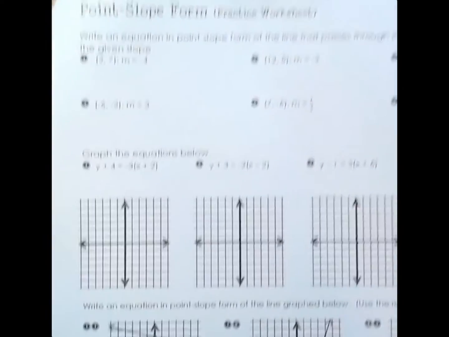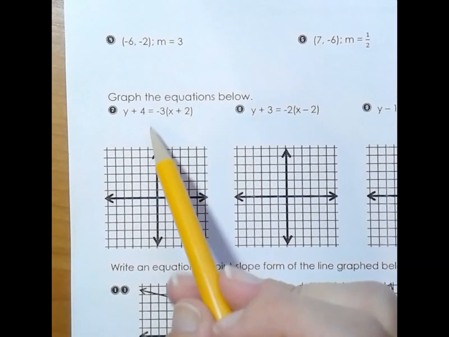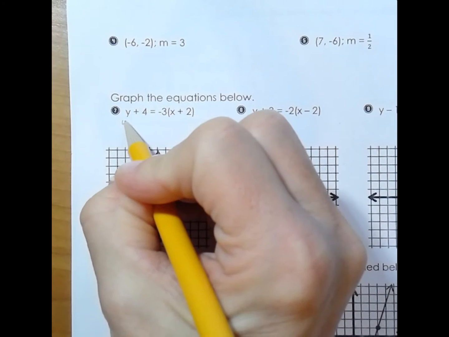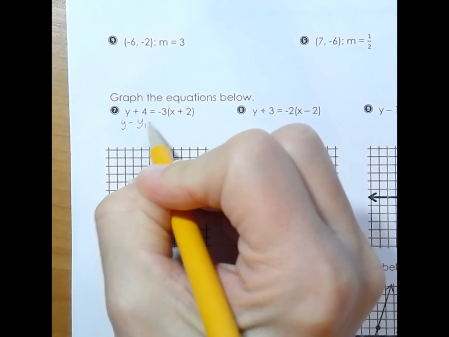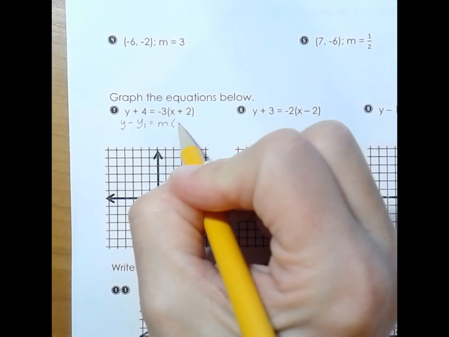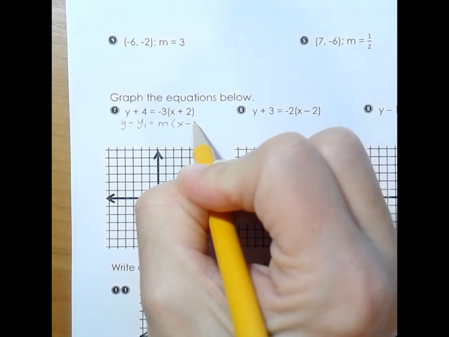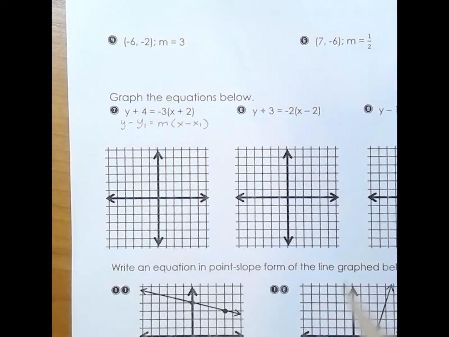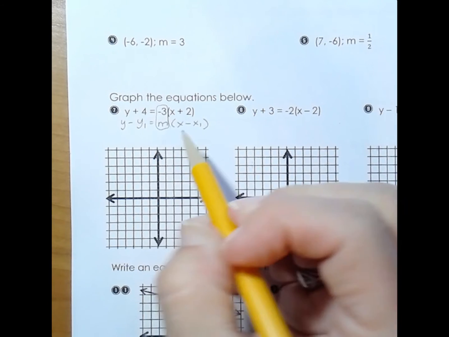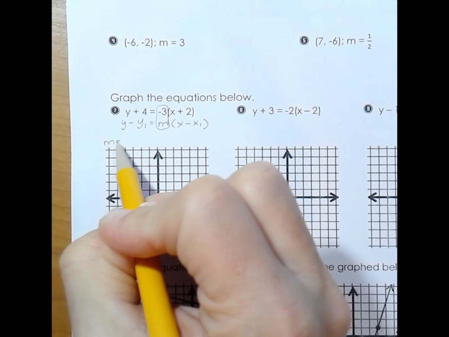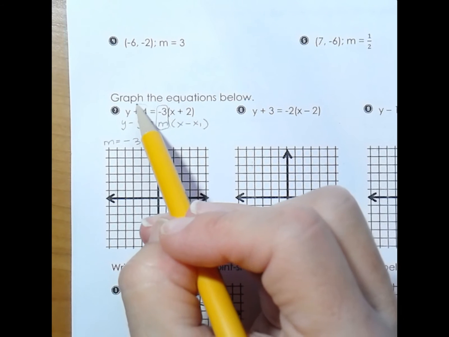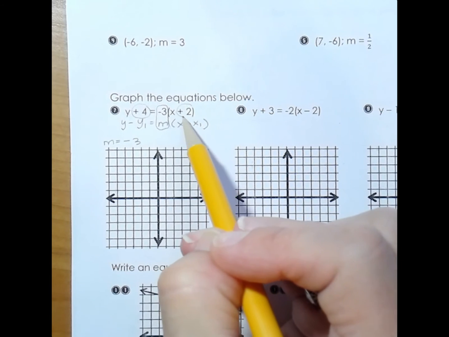Okay, if you look at number 7, you're supposed to graph the equations below, all right? And hopefully you can recognize eventually with some practice that this is in point-slope form. So when you see that, right away we know that our line is going to have a slope of -3, and our point comes from these two numbers.